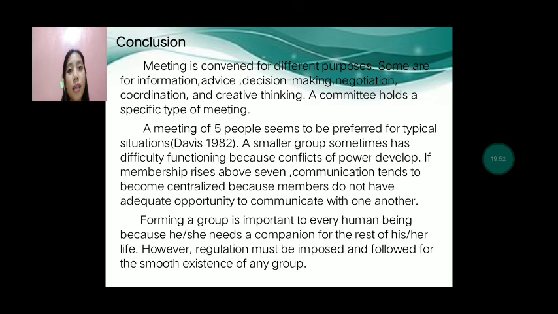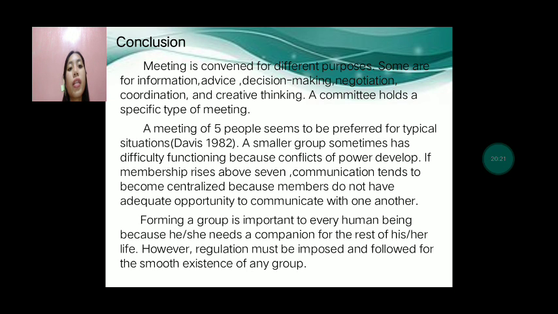So, the saying, no man is an island, again says that a person cannot live without another person. So he tends to need a companion for the rest of his or her life. So in forming a group, there's nothing wrong in forming a group or actively participating with it.